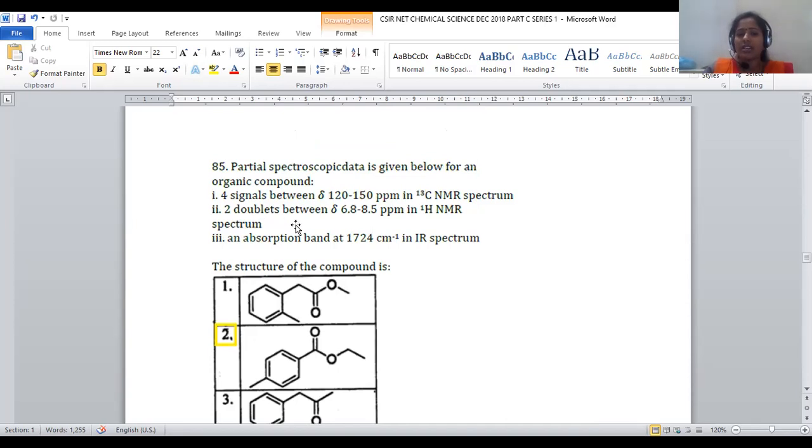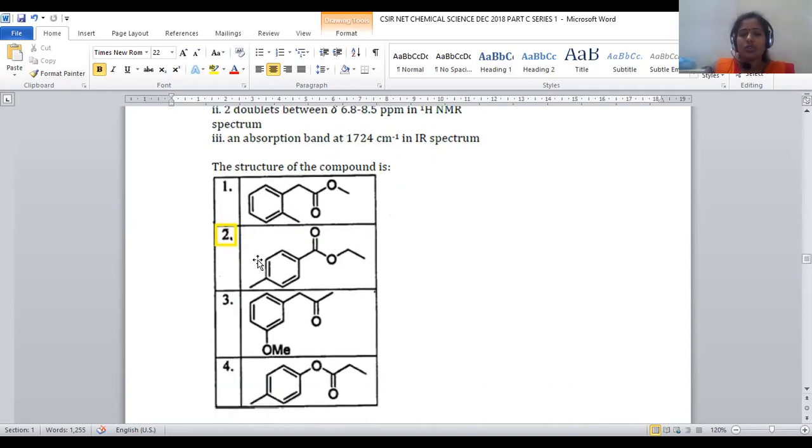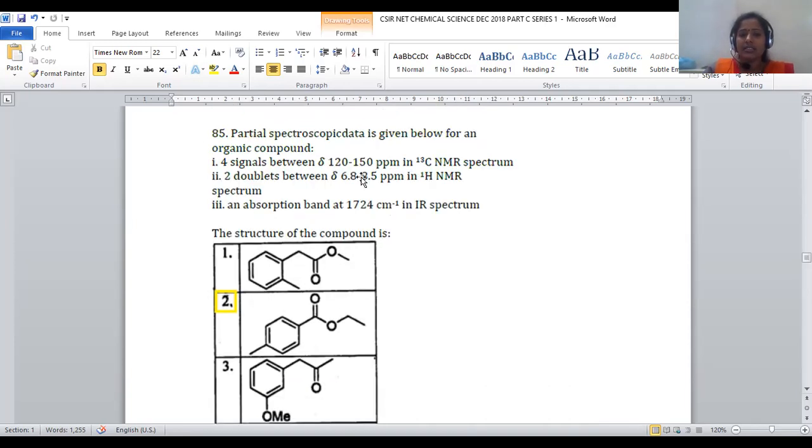That means 2 equivalent sets of hydrogens. All will be aromatic in nature. So either 2 or 4 will be the right answer. It is also not giving complete information. Then let us confirm by using IR spectral data.